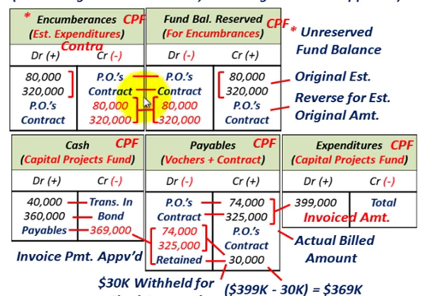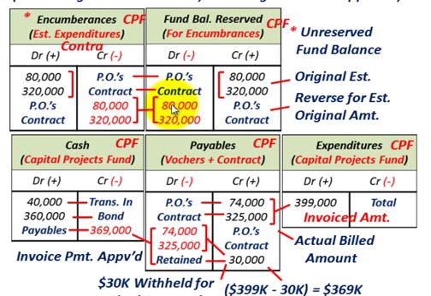Now, going back to our encumbrances controls here, this is where we're going to remove. We're going to have to reverse these encumbrances upon receipt of those POs and our contracts, because we no longer have an encumbrance on them, and we're going to reverse them at the original estimates. So for our POs, we're going to credit encumbrances for $80,000, and our contract, we're going to also credit that for $320,000. And then same thing for our fund balance reserve. We're going to reverse that out.